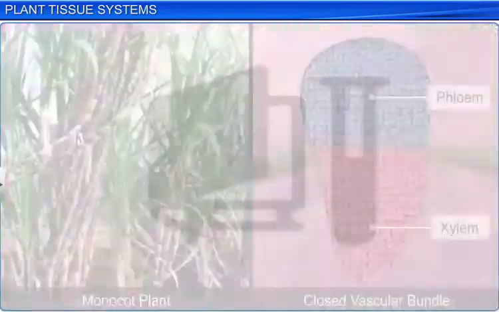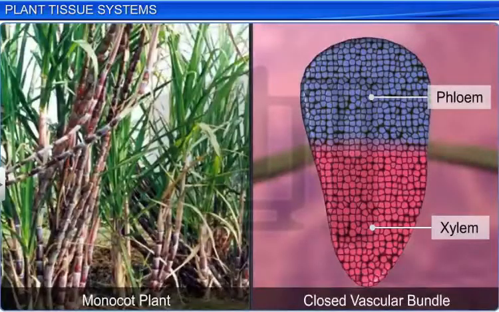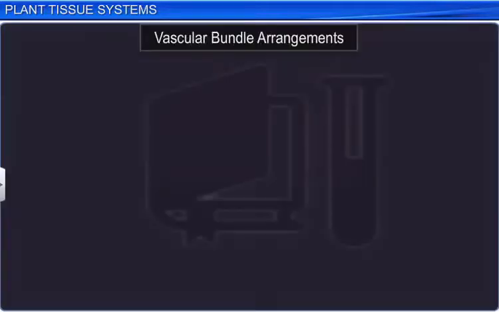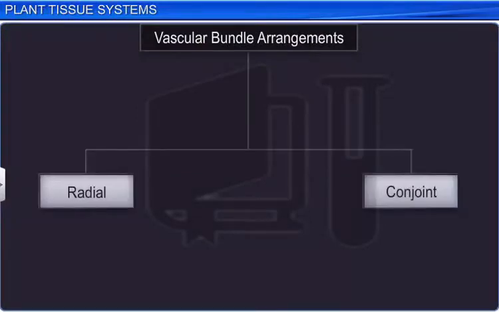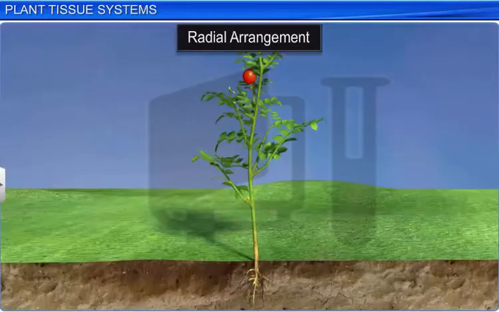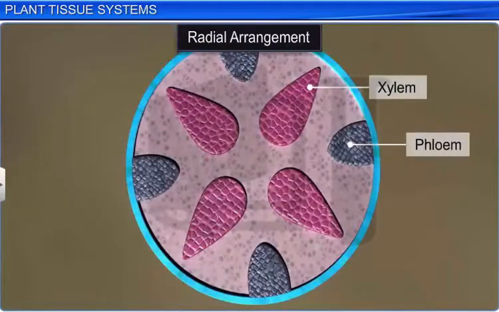On the other hand, in monocotyledonous plants, vascular bundles do not contain cambium. They are unable to form secondary xylem and phloem tissues and are thus called closed vascular bundles. There are two types of vascular bundle arrangements: radial and conjoined. The radial arrangement is generally found in roots, where the xylem and phloem in a vascular bundle are arranged in an alternate manner at different radii.